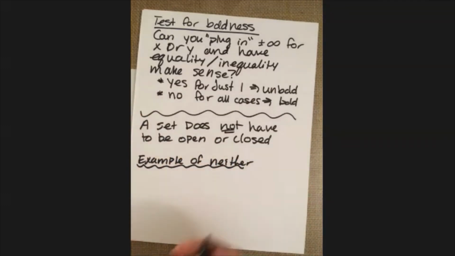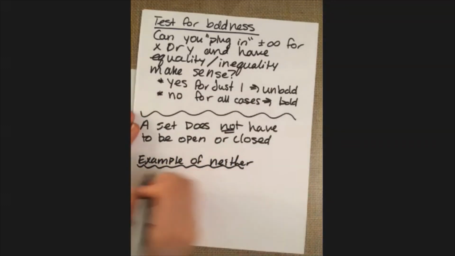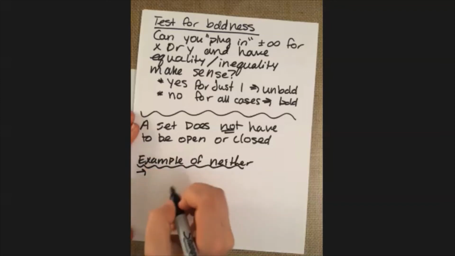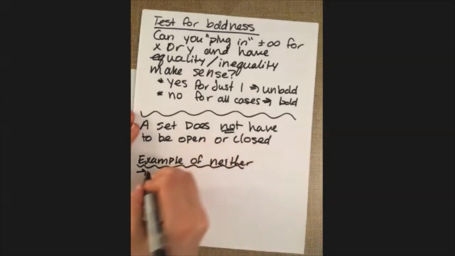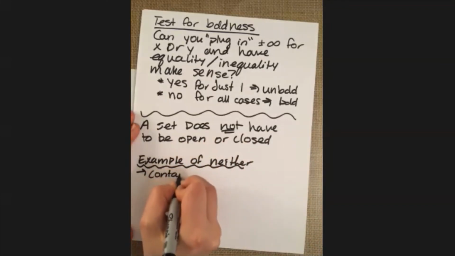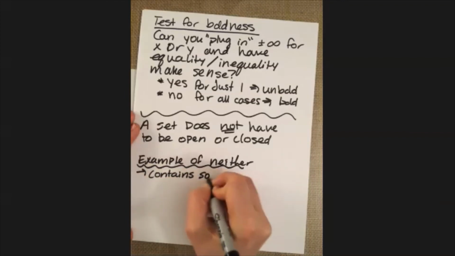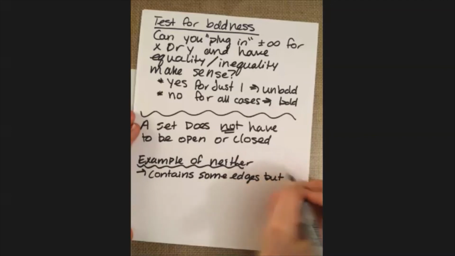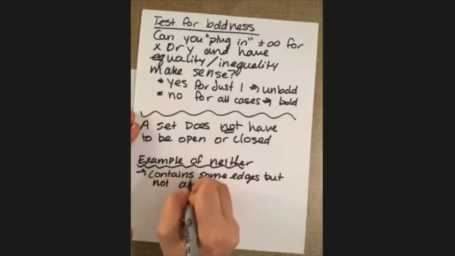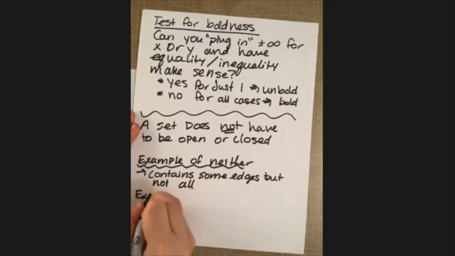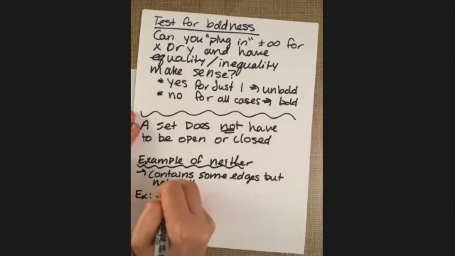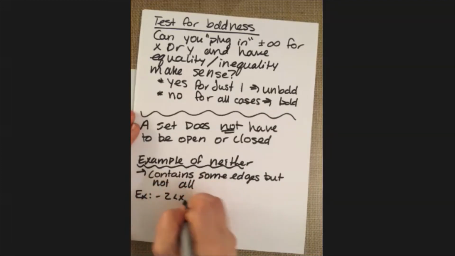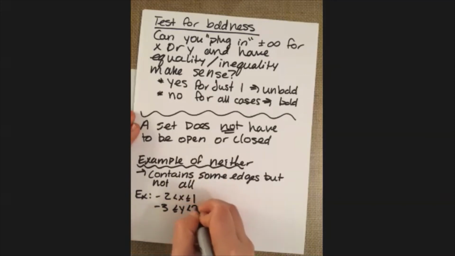So when it's neither open nor closed, what happens is it's going to contain some edges, but not all of the edges. So for example, we could have -2 is less than x, less than or equal to 1, and -3 less than or equal to y, less than 2.